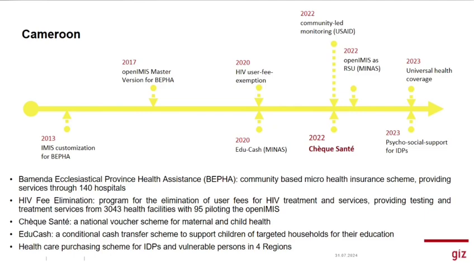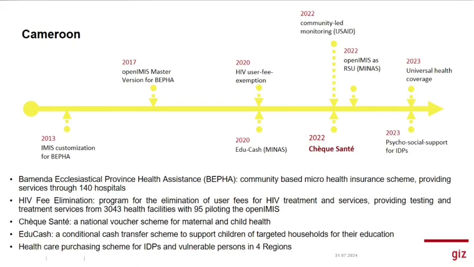In the same year, we started to configure openIMIS for the Check Santé in Cameroon. Check Santé is like an insurance voucher for reproductive health, to fight against maternal mortality in Cameroon. At the same time, we have the MINAS in Cameroon trying to implement openIMIS too.